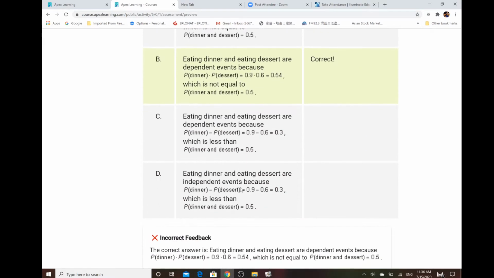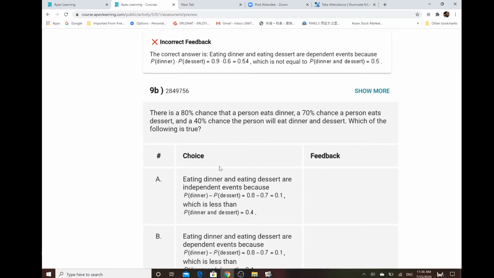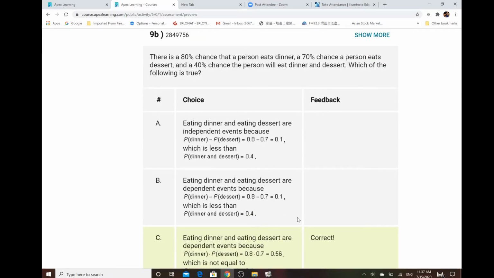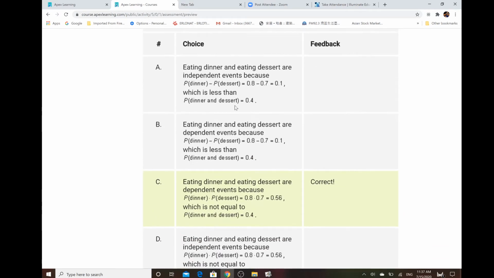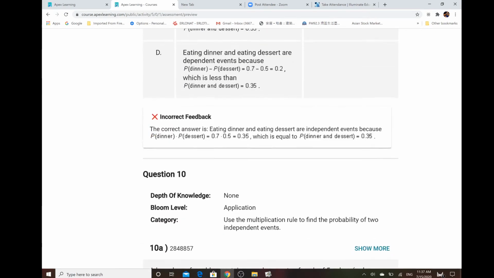Okay, so now let's see what else. This one is quite similar. There's an 80% chance that a person eats dinner, a 70% chance a person eats dessert. Similar problem. Again, you multiply those two probabilities, 0.8 times 0.7, so we get 0.56. So this one, once again, is considered dependent, because those two probabilities are not exactly the same. 9C is quite similar, so let's skip that one.